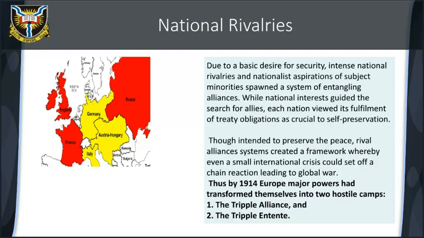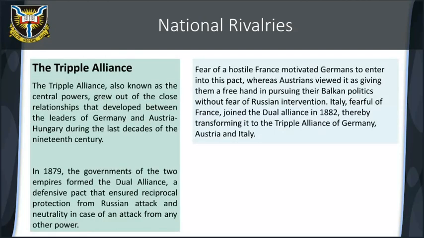Thus, by 1914, Europe's major powers had transformed themselves into two hostile camps: one, the Triple Alliance, and two, the Triple Entente. The Triple Alliance. The Triple Alliance, also known as the Central Powers, grew out of the close relationships that developed between the leaders of Germany and Austria-Hungary during the last decades of the 19th century. In 1879, the governments of the two empires formed the Dual Alliance, a defensive pact that ensured reciprocal protection from Russian attack and neutrality in case of an attack from any other power.